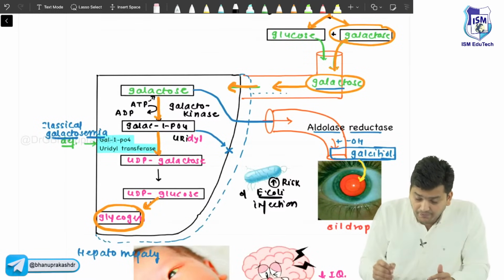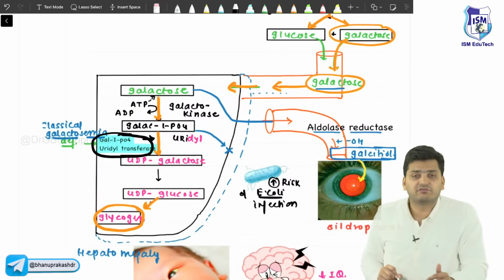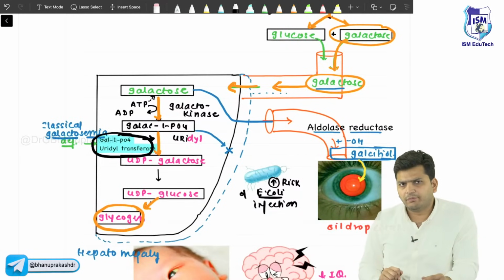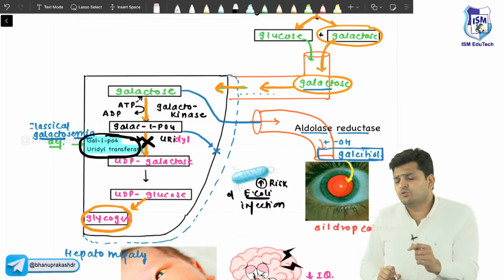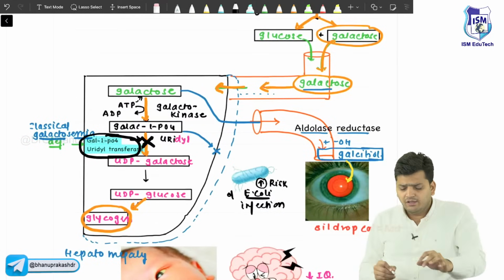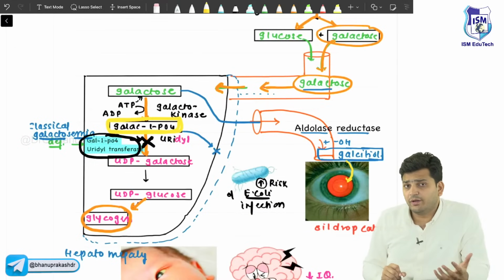But now the tricky part, everyone see here, for galactose metabolism, we require one enzyme, that is galactose 1-phosphate uridyl transferase. I will tell you how to remember that in a while. There was a child, and the problem with the child was this enzyme was not there. Uridyl transferase was not there. So what is going to happen when the mother is going to breastfeed? The molecule that will accumulate in the liver is going to be galactose 1 phosphate, because it is unable to metabolize forward.